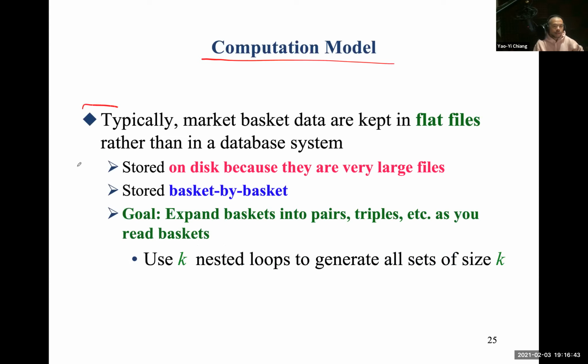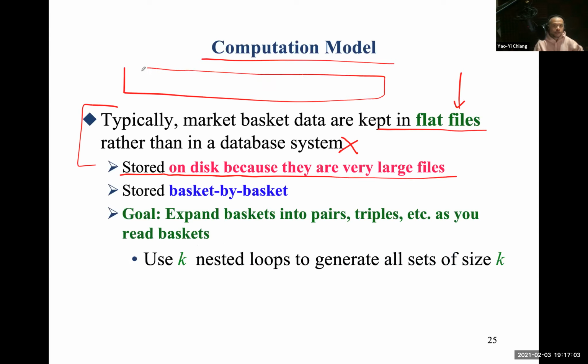Typically, your market basket data are kept in flat files, not in a database system, because this is really huge. So you don't want to use a relational database to store them. People usually store them on disk because these are very large files. Remember in our previous lecture, this will be on a distributed file system, right? So you can have multiple machines to count them at the same time. And they are usually stored basket by basket.